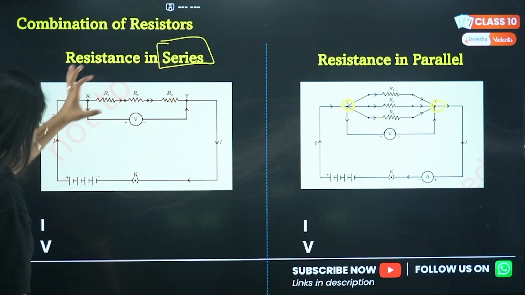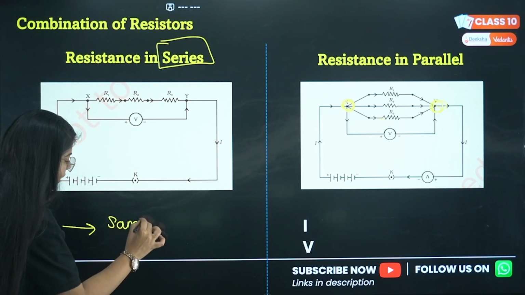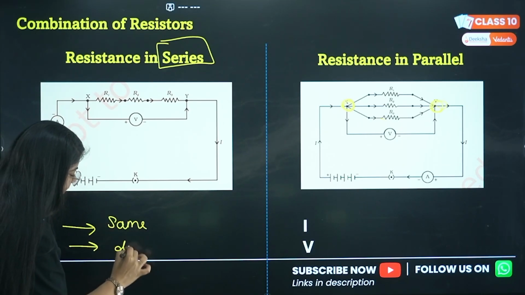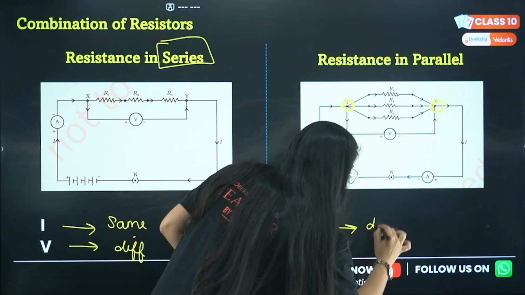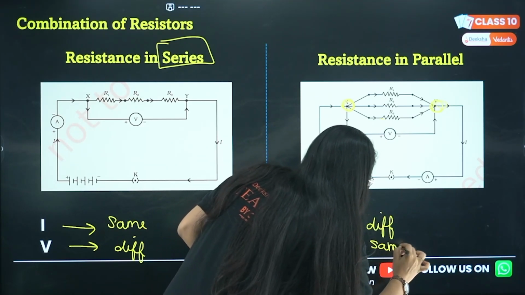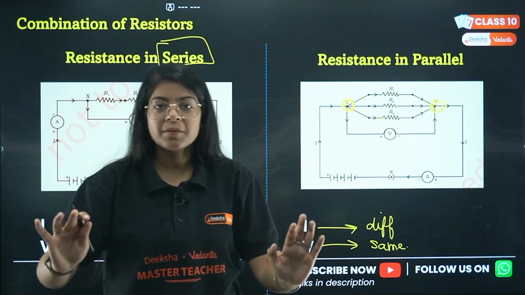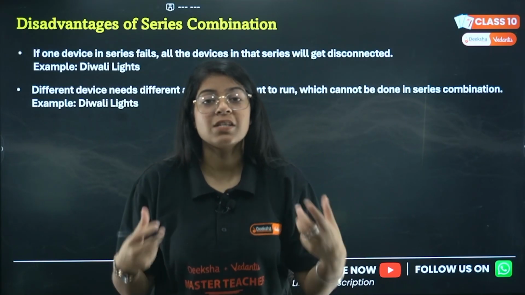In resistances in series, I remains the same, but voltage is different. On the other hand, in parallel, I is different in each resistance and voltage remains the same. Understood? Clear? Okay.